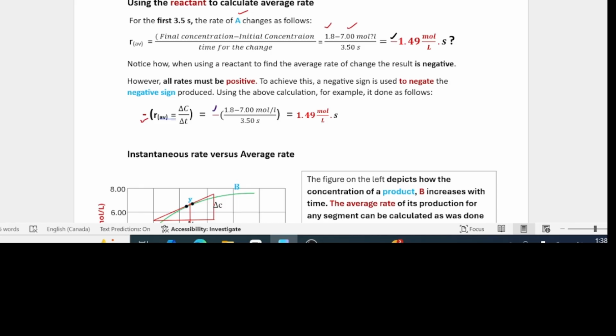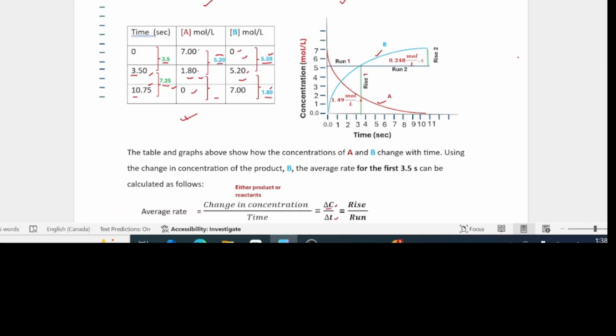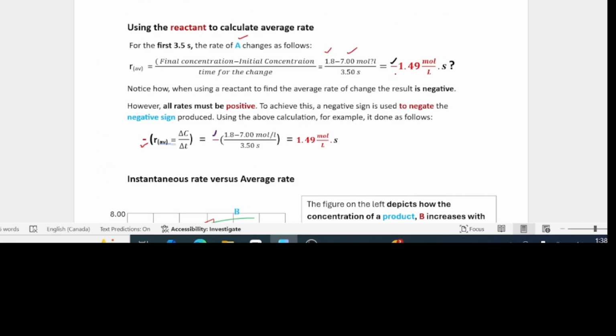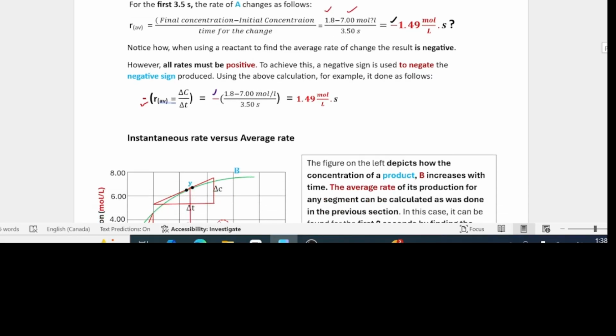Go back to the table and let's see that. To find our delta C, we have to take the final concentration, which is this, and subtract the initial concentration of that, and that is why we ended up with a negative value here. But rates must always be positive. So the point of emphasis is this.